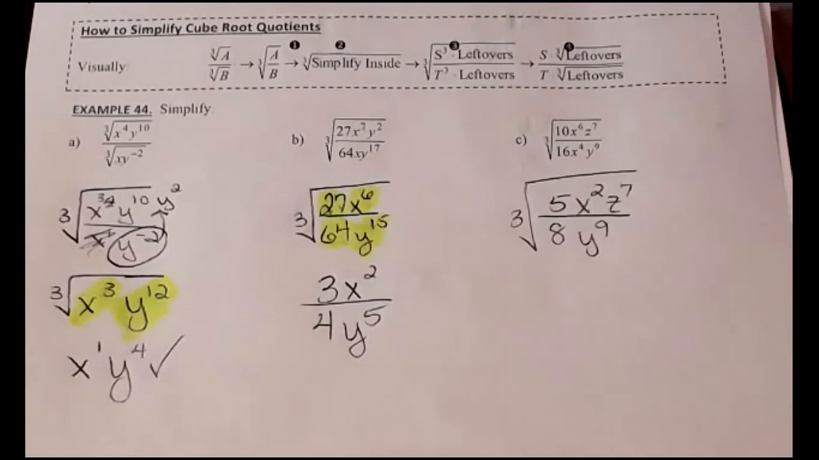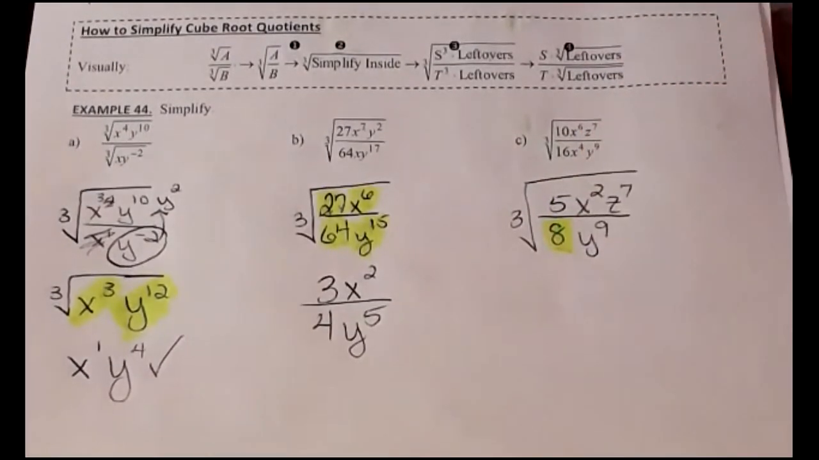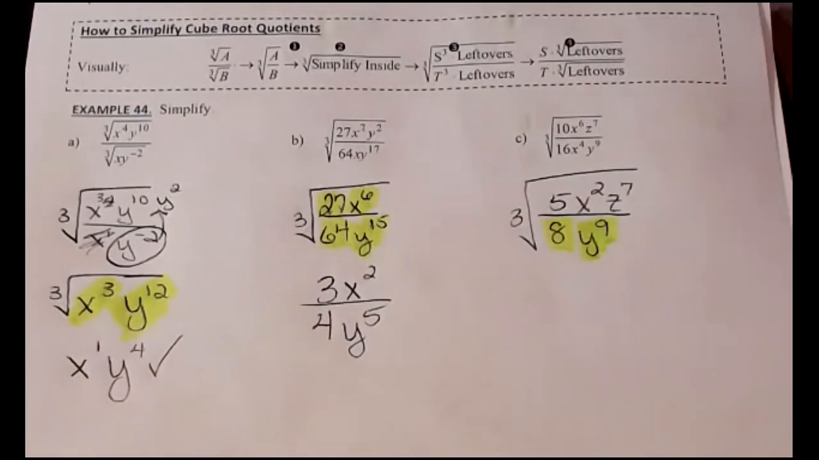I have some perfect cubes right off the bat. Can someone identify what those perfect cubes are without manipulating anything? Which ones are my perfect cubes? 8. And? X to the 2nd, I think, maybe. Well, x to the 2nd is too small because it's got to be 3 or... Y to the 9th, maybe? Yes, perfect. As it stands, those are my perfect cubes.